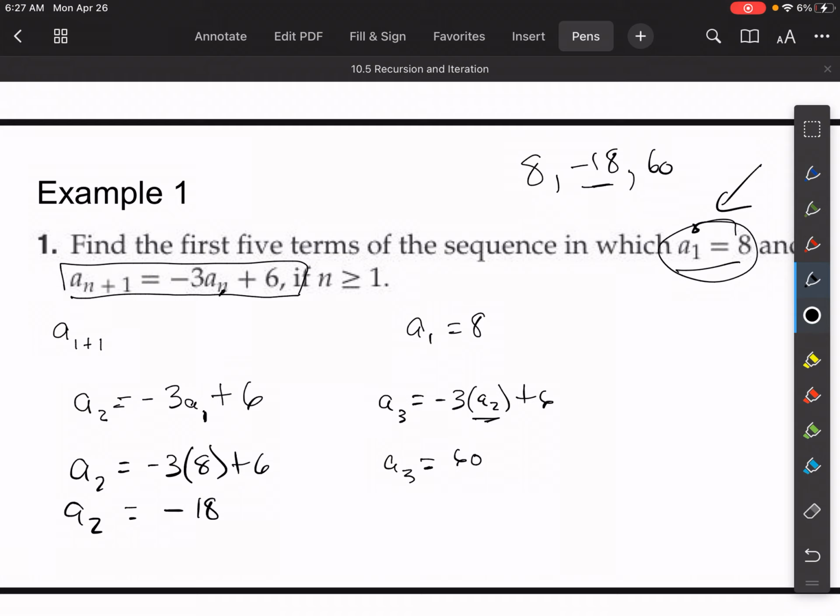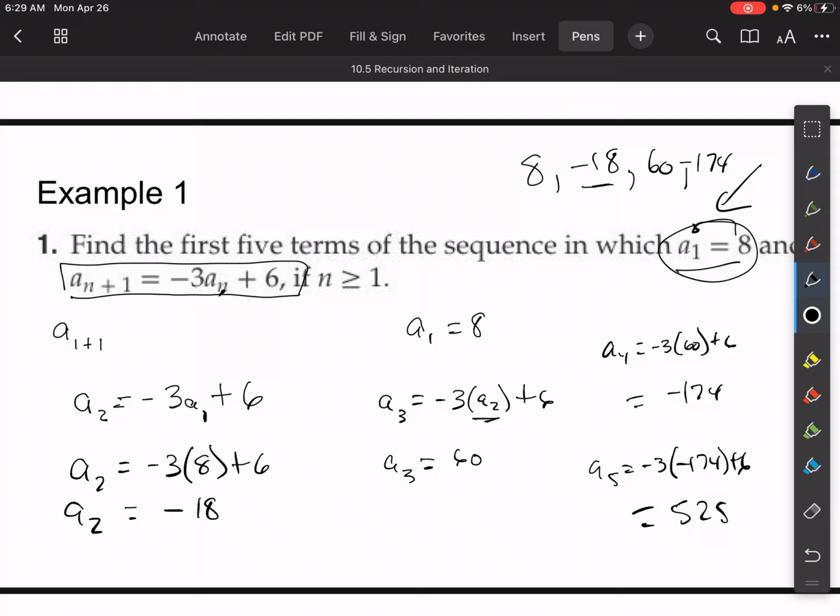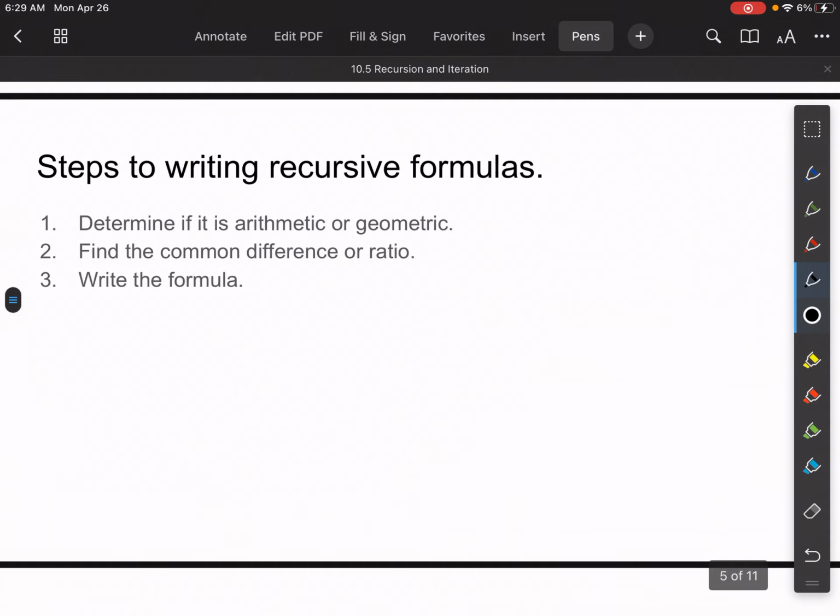Then we plug that back in. A sub 4 is equal to negative 3 times 60 plus 6, which comes out to negative 174. Plug that back in, and I get my final term, a sub 5, which is equal to negative 3 times negative 174 plus 6, which is equal to 528. Okay, so you're just basically taking your previous thing, plugging it back into the equation, and then solving. So that's example 1. They want you to find the first 5 terms of a sequence. All right.